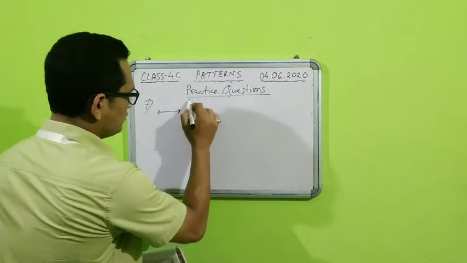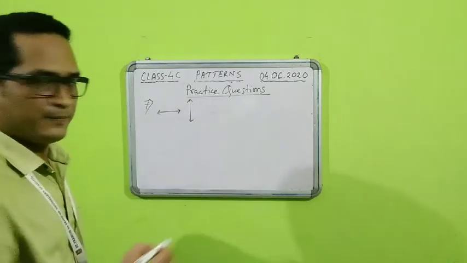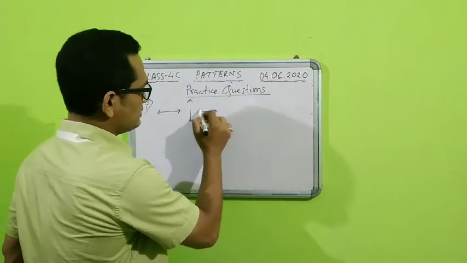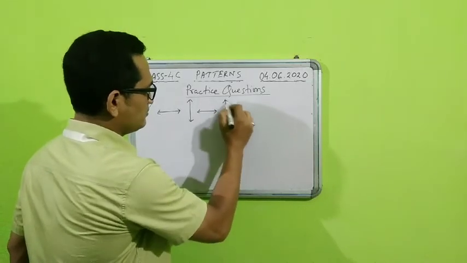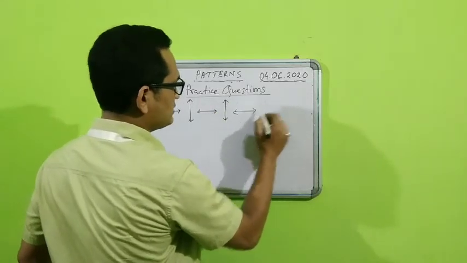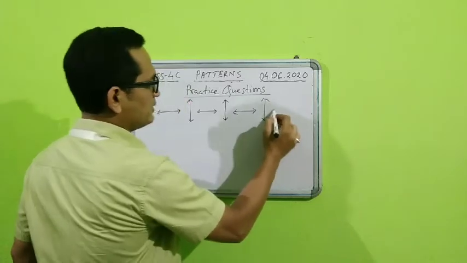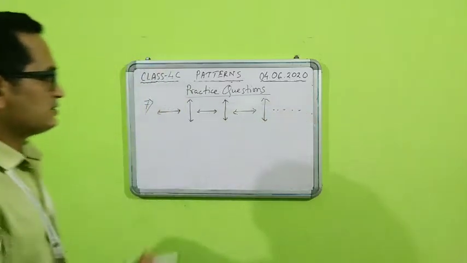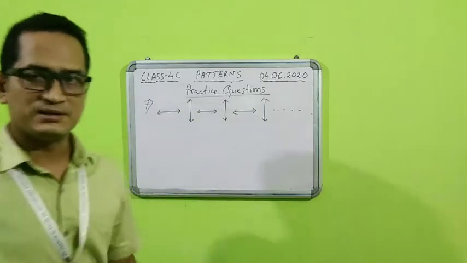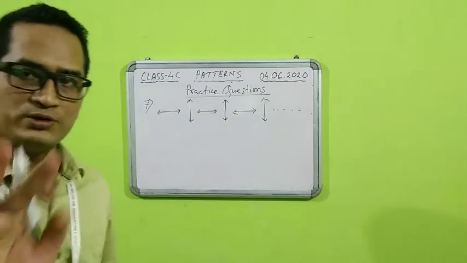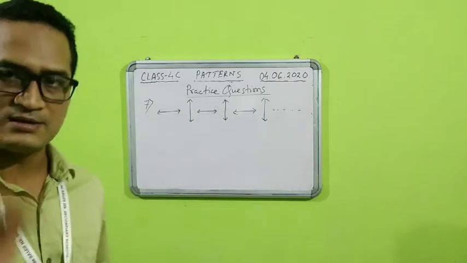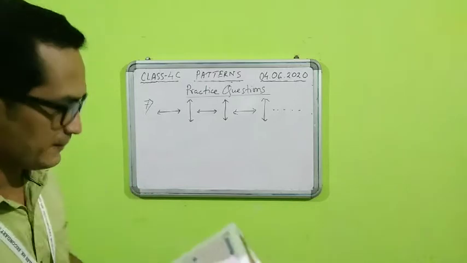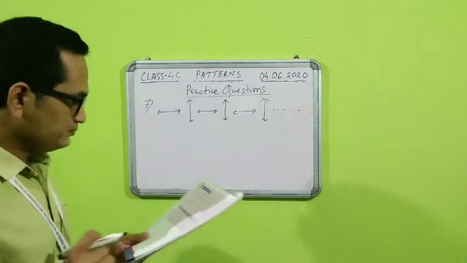The next line I will draw vertical. Again I will draw one horizontal. Again I will draw one vertical. Again one horizontal. Again one vertical. So it will continue like this. So students, you can see this is a pattern which is created by 2 different types of lines. Horizontal, vertical. Horizontal and vertical. So please note it down.